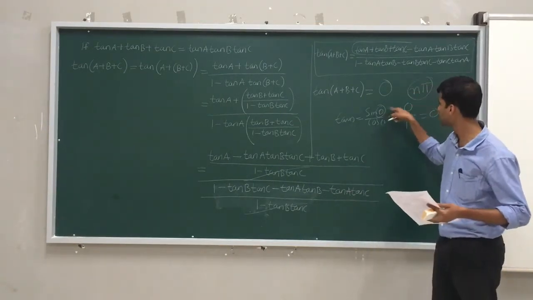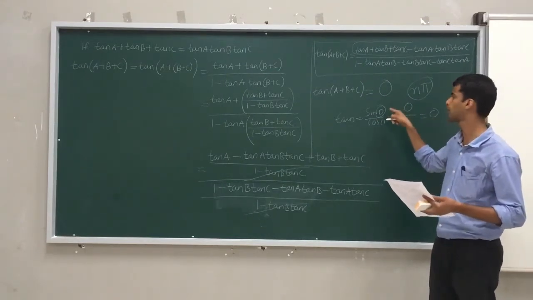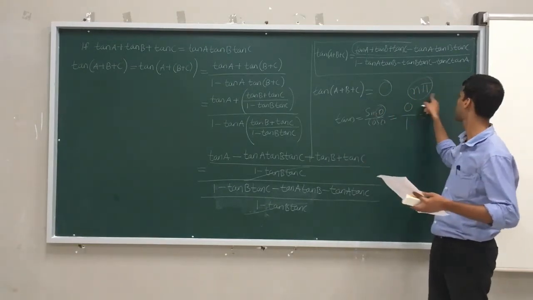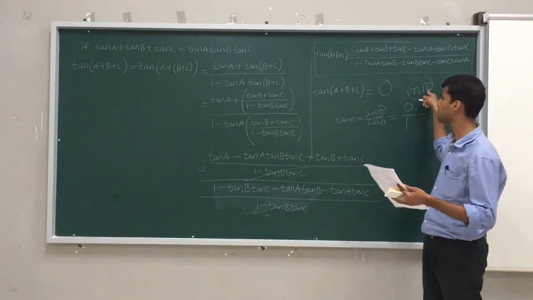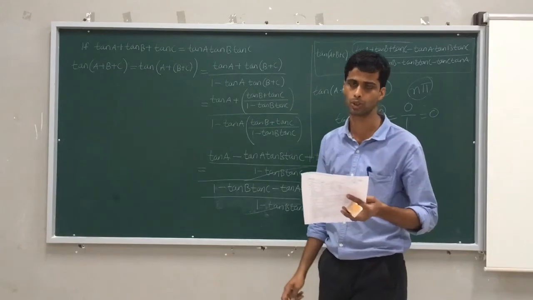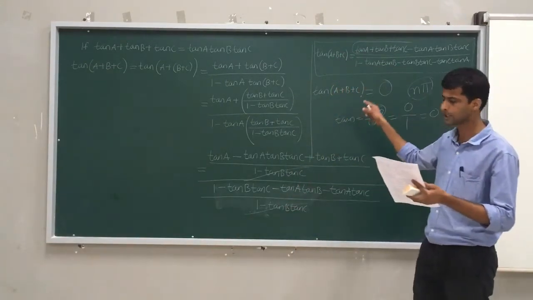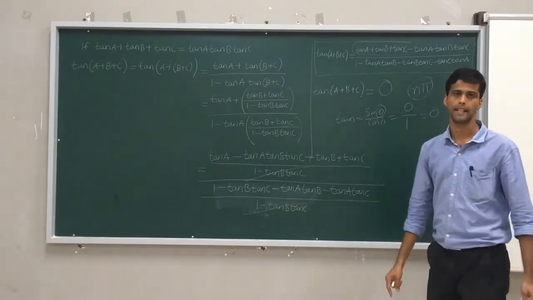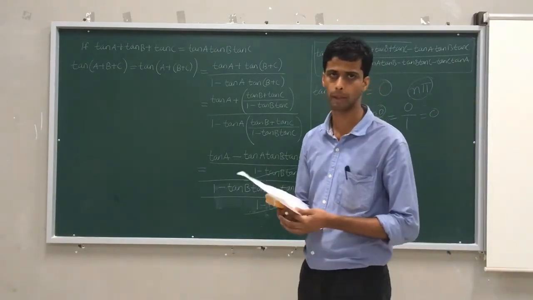Because of sin 0, this whole term becomes 0. So sin is responsible for tan to become 0 when sin is 0, for any multiple of pi. Therefore, if a plus b plus c is n pi, an integral multiple of pi, then this result will hold good. Therefore, I can say a plus b plus c is an integral multiple of pi. Okay, so option C is the right answer for this particular question.